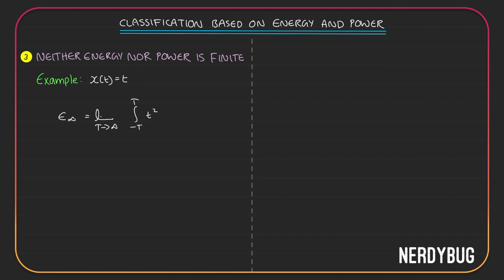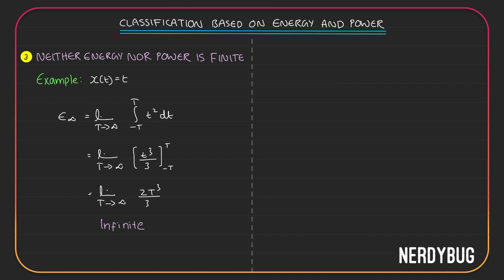I have to take the square of it. So limit t tends to infinity, integral t square is t cube by 3. Limits are minus t and t. So this is limit t tends to infinity, t cube by 3 minus minus t cube by 3. They get added, so 2t cube by 3. So t tends to infinity and we're taking t cube, so obviously this whole thing is going to be infinite.